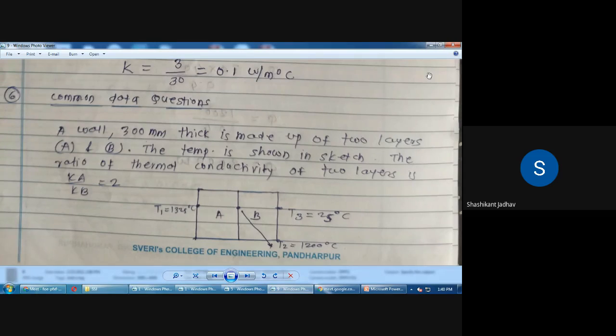समजलं का बघा? सेक्शन ए साठी किंवा लेयर ए साठी पहिला इक्वेशन लिहा फोरियर्स लॉ, that is QA is equal to K into A into T1 minus T2 divided by LA. Similarly, we have to write down the equation for the layer B, that is QB is equal to KB into A into T2 minus T3 divided by LB. जी काही हीट फ्लो होणार आहे ती सेम असणार आहे. So because of that QA is equal to QB, we have to equate both equations, and by equating these two equations we get the value of LA by LB. So tell me the answer of LA by LB. What is the answer of LA by LB? Put that answer in the chat box.